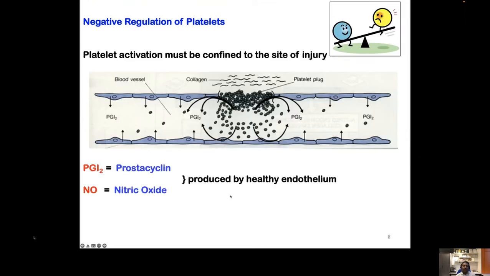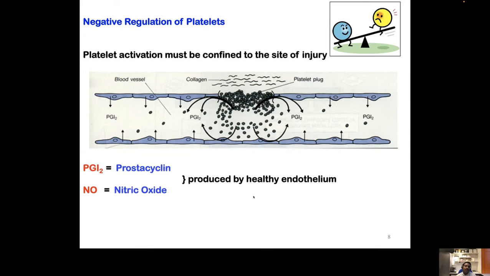OK, so what is the negative regulation for platelets? Certainly we don't want platelets to get activated unnecessarily within our blood. When we are healthy individuals, our blood platelets are prevented from getting activated unnecessarily. Only during disease conditions are they activated unnecessarily. So negative regulation is really important to prevent platelet activation within the circulation. Otherwise, the clot will form everywhere in the blood vessel, and then the blood flow will not occur.